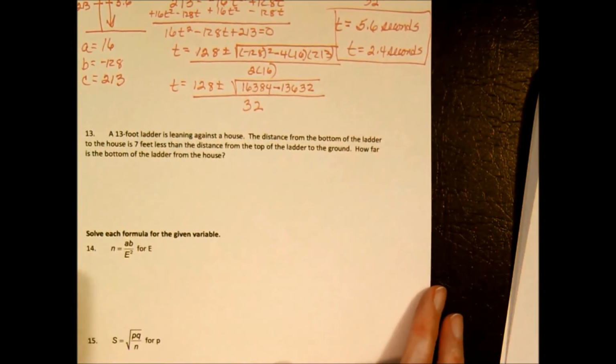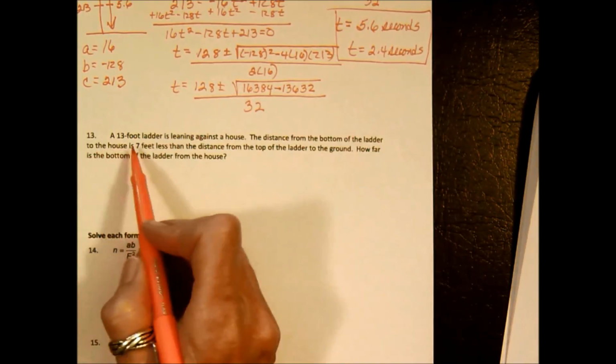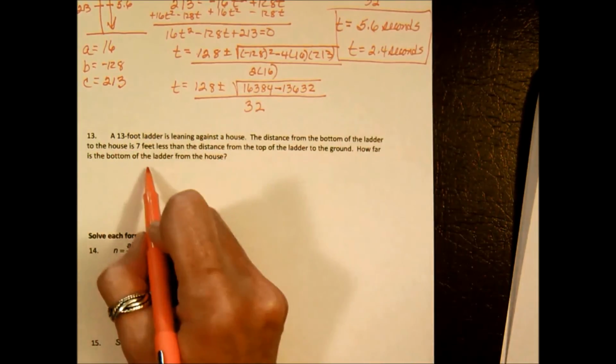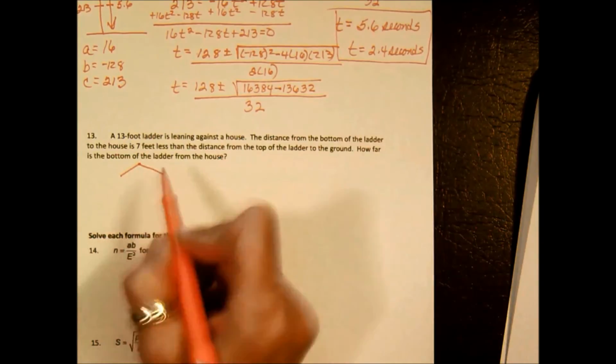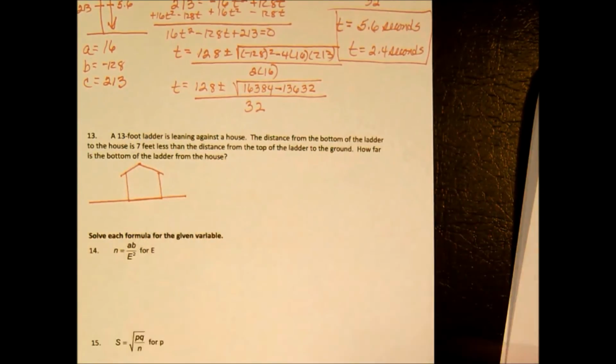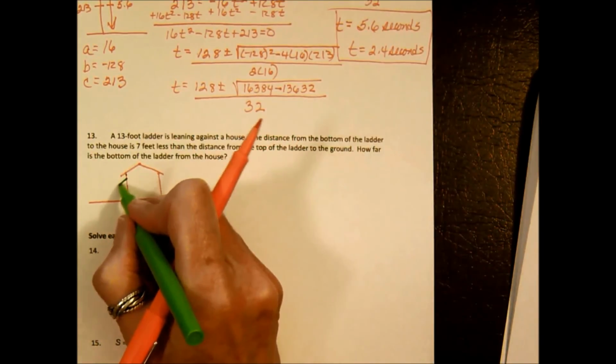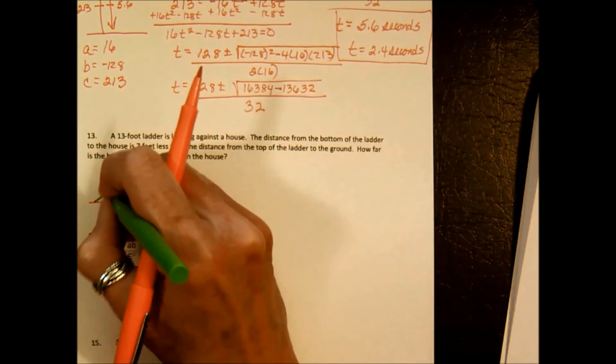All right, number 13. A 13-foot ladder is leaning against a house. On these, I always have to draw a picture, pardon the artwork. So let me use a different color. So here's this ladder, and I know that it is 13 feet. Okay, it's leaning up against the house.